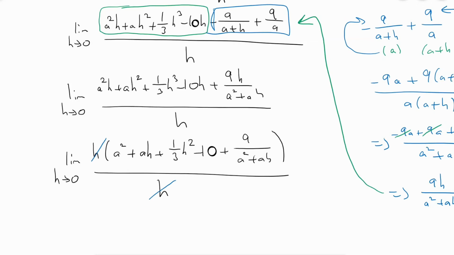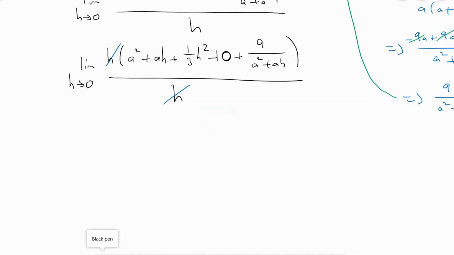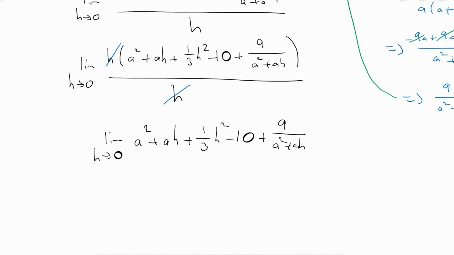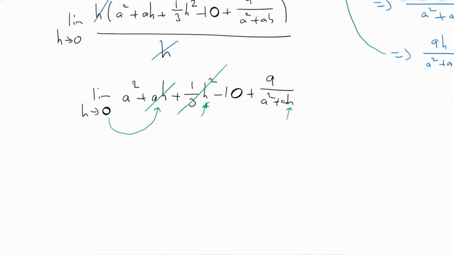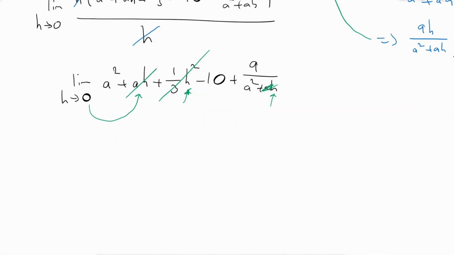So now I can cancel these out. So now I have limit as h approaches 0, a squared plus ah plus 1 over 3h squared minus 10 plus 9 over a squared plus ah. So now I'm going to plug in 0 for the h's. So as soon as I plug in 0, they are all 0. So this is cancelled out. I plugged in 0 for this. This cancelled out. I plug in 0 for this. This doesn't cancel out, but this portion is going to cancel out. So now I have a squared minus 10 plus 9 over a squared. And basically that's my answer for the tangent.